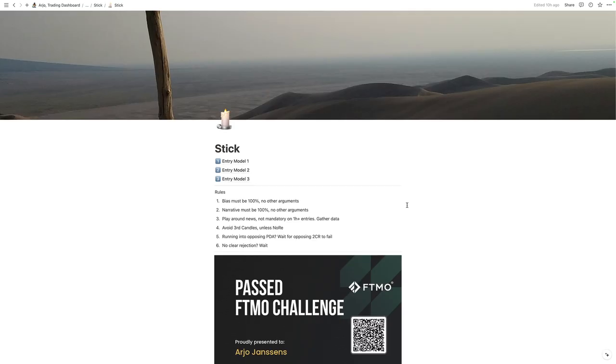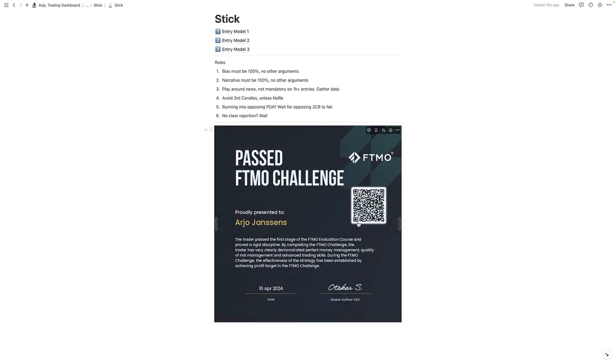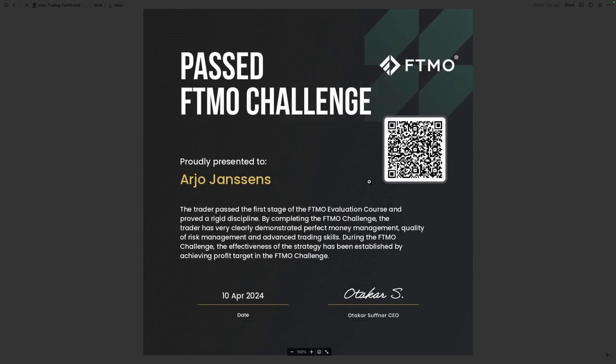I have tested the stick trading plan. I actually have passed a FTMO challenge right there. Feel free to scan the QR code. And I passed it on the 10th of April 2024. And I want to go over the trades that I also took using this trading plan, because this trading plan has been in the works for quite some time right now.